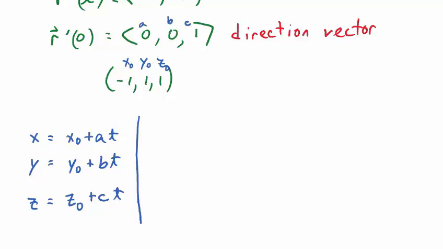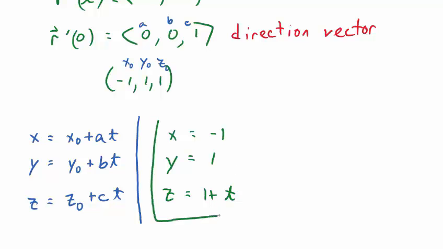So let's fill it in. We get x is equal to negative 1 plus 0t. Y is equal to positive 1 plus 0t. And z is equal to z naught, which is 1 plus ct, so c is 1. So 1 plus ct. Whoops, sorry. 1 plus t. There they are.